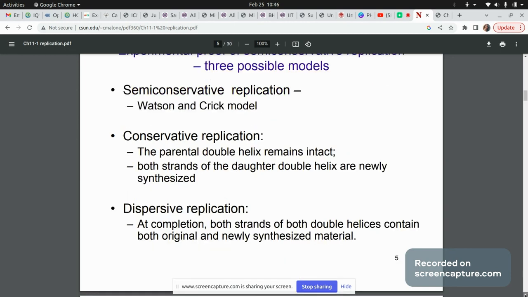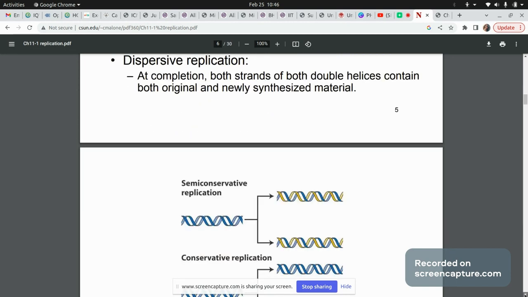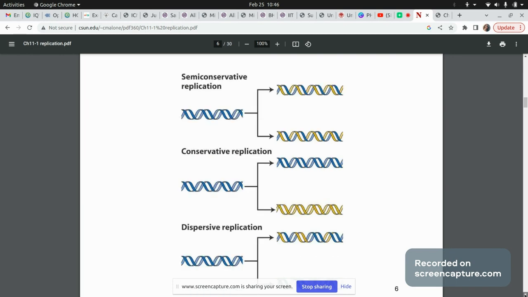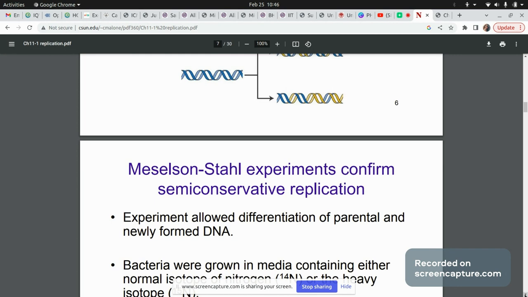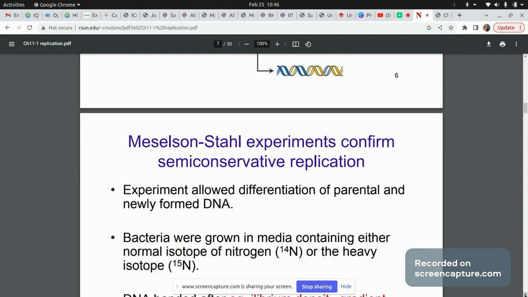Next, this is the Meselson-Stahl experiment process. The Meselson-Stahl experiment confirmed semi-conservative replication. How can we say that the mode of DNA replication is semi-conservative?